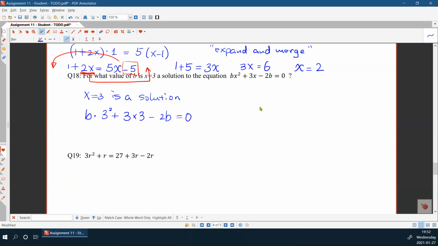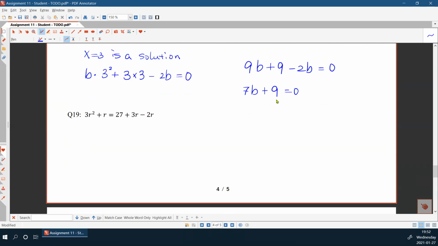So this means 9b plus 9 minus 2b is 0. This means 7b plus 9 is 0. And if you want to solve for b, you need to put 9 on the other side of the equation, which gives you 7b is minus 9, right? So that means b is minus 9 over 7. This is what you want to solve, right? Any questions?